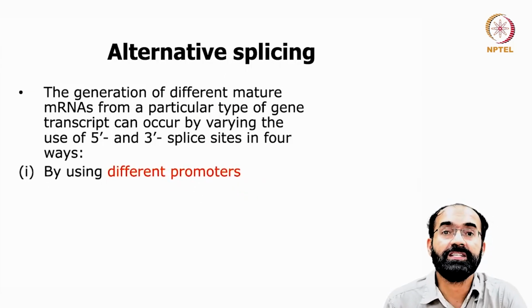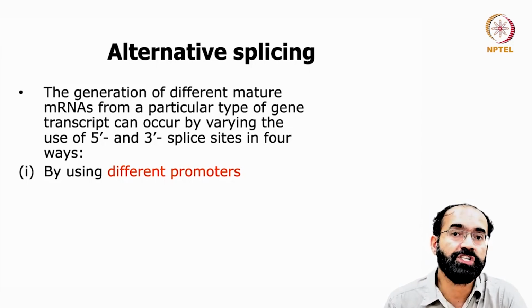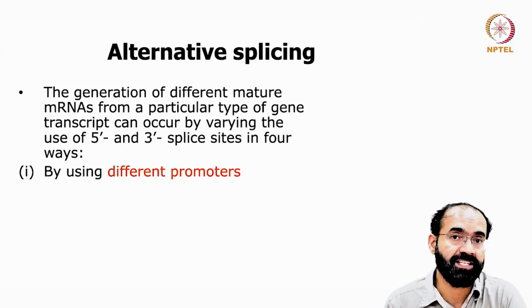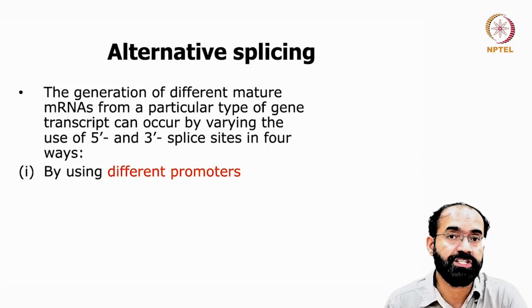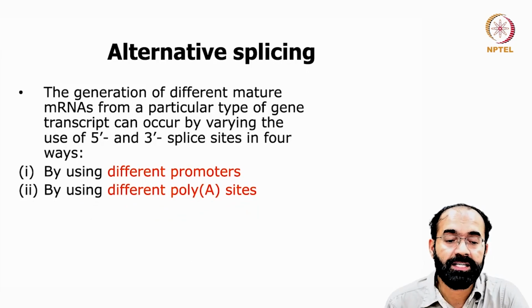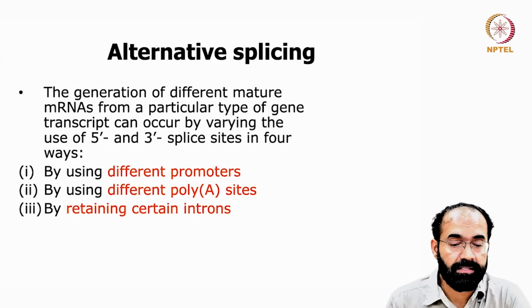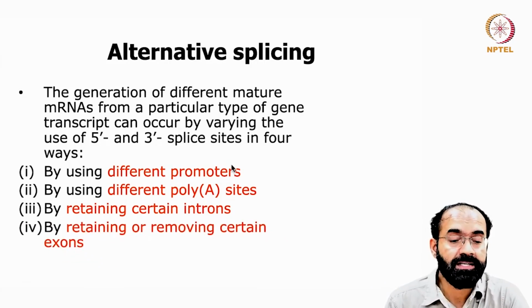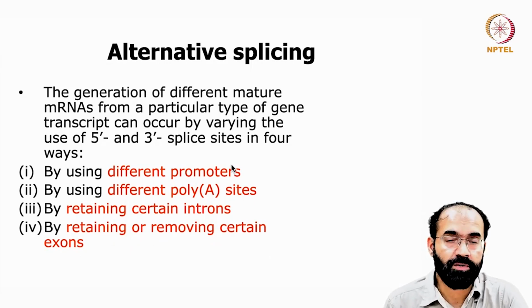One way is by using different types of promoters. That means a stretch of upstream sequence in a given tissue may or may not act as a promoter in a specific region, so you can have complex promoters depending upon which gene and which tissue you are talking about. Then using different polyA sites. Then retaining certain introns during the maturation process. And lastly, retaining or removing certain exons. We will see this in more detail in the subsequent classes.